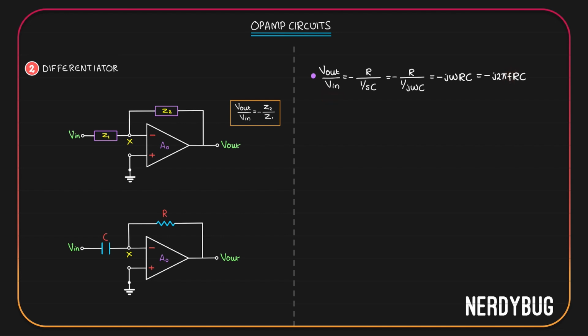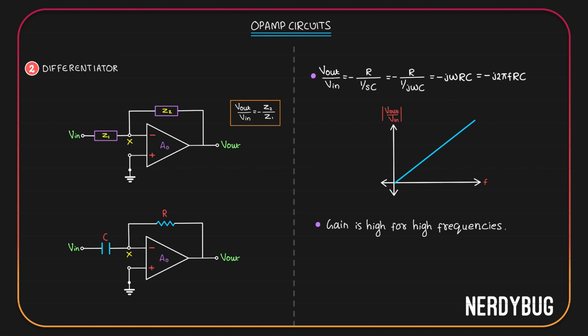If we plot the magnitude of our gain as a function of input frequency, this is how it will look like. Clearly, gain is high for high frequencies and is low for low frequencies. What do we call a circuit that behaves this way? It is a high-pass filter.